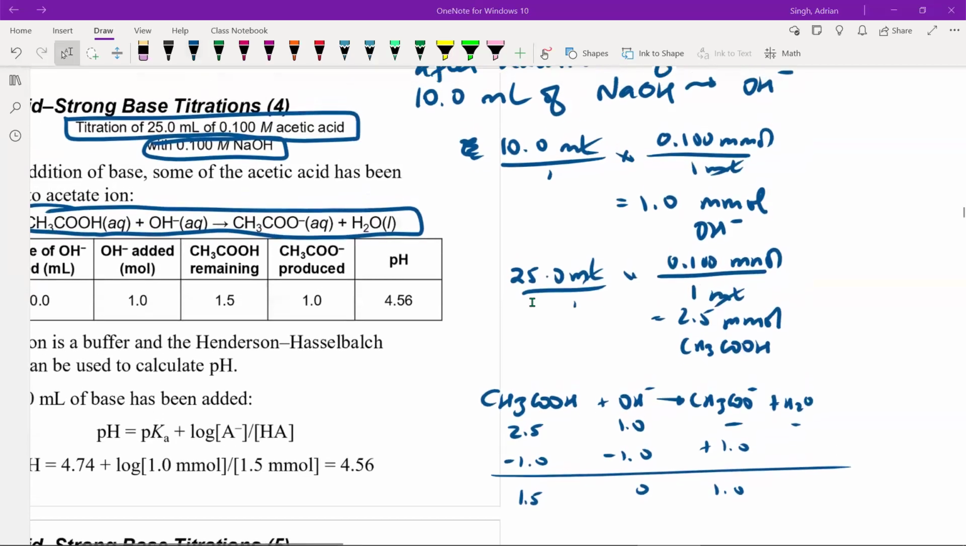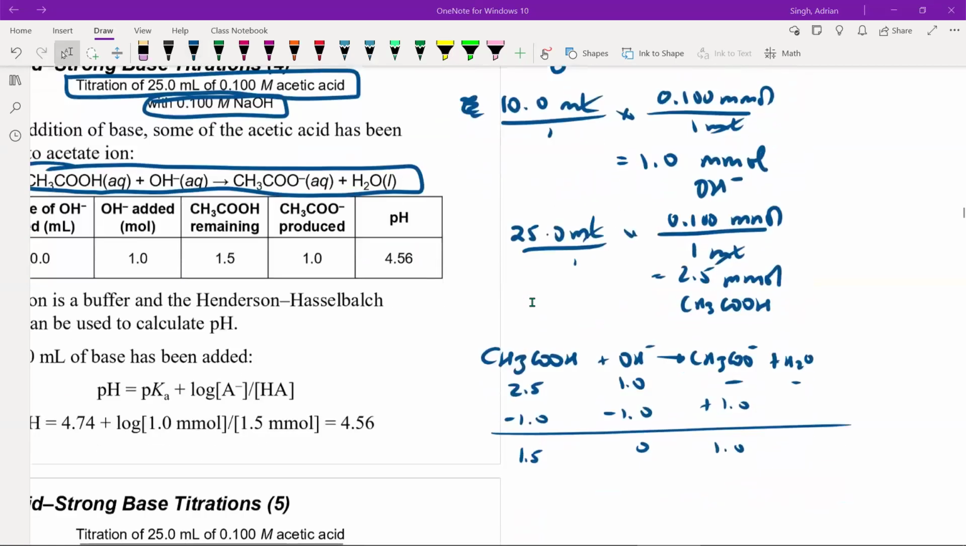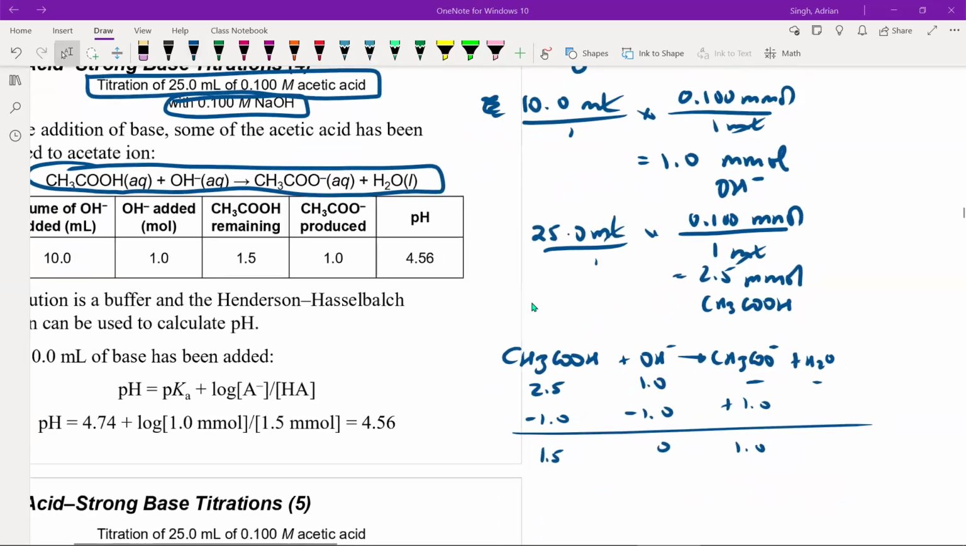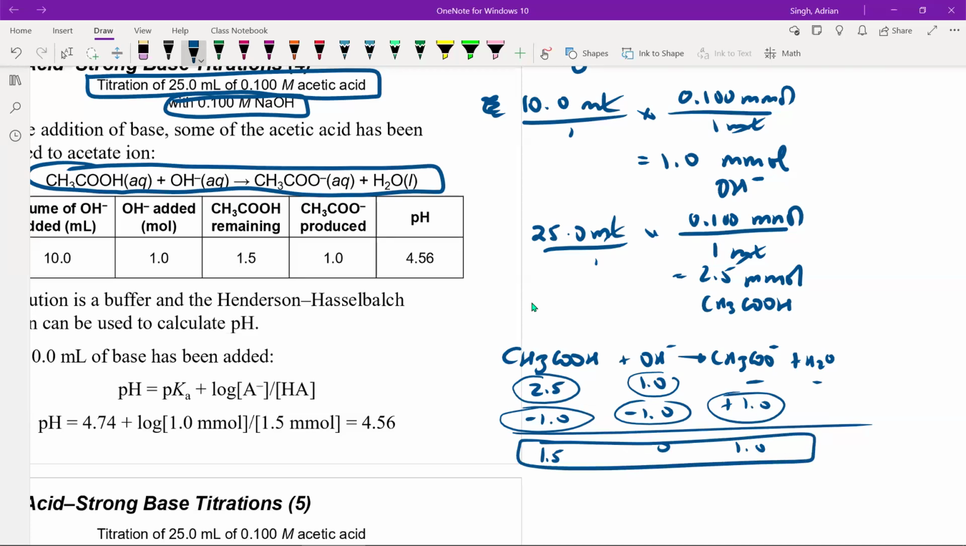So initially here, when I titrate that amount in, just calculated that I'm at 25 mL of the acetic acid. I'm going to have 2.5 millimoles. I'm going to add 1.0 millimoles of the hydroxide ion. These are going to react in a stoichiometric ratio. So we're going to use up all of the hydroxide. We're going to use up the same stoichiometric amount of the acetic acid. We're going to produce the same stoichiometric amount of the acetate ion. So then we end up with these concentrations.